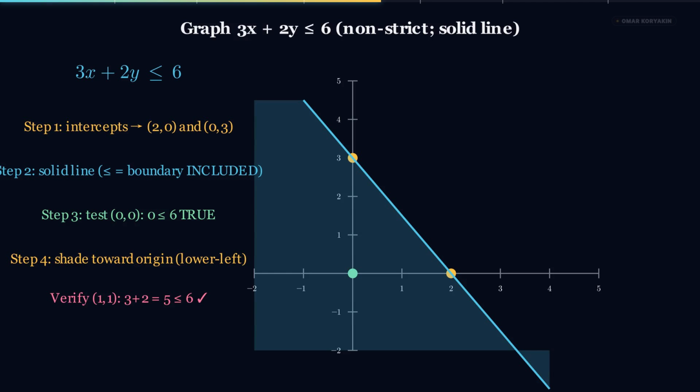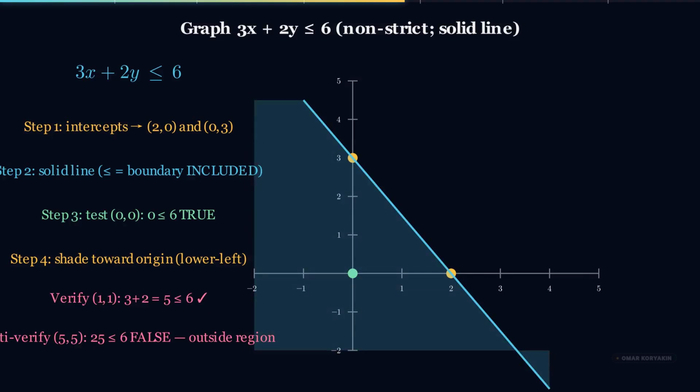As an additional check, test a point not in the shaded region, like (5, 5). Plug in: 3 times 5 plus 2 times 5 equals 25, and 25 less than or equal to 6 is false. The inequality fails outside the shaded region as expected. So the graph of 3x plus 2y less than or equal to 6 is the half plane below and to the left of the solid line 3x plus 2y equals 6, with the boundary line included because the inequality is non-strict.